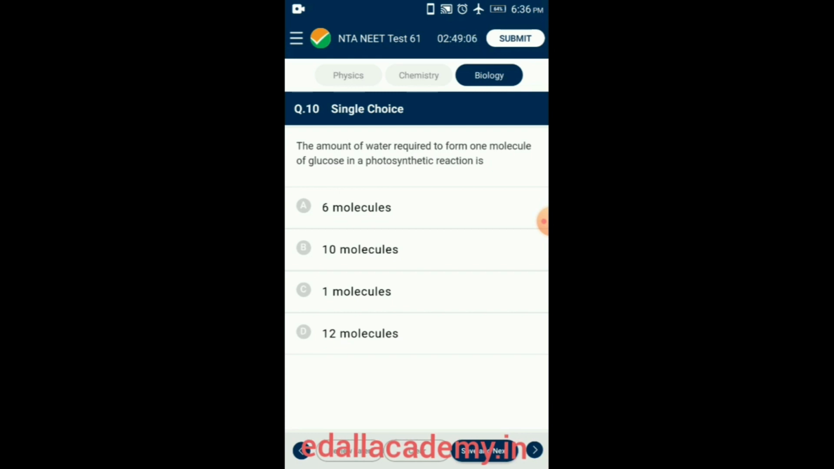Question number 10. The amount of water required to form 1 molecule of glucose in a photosynthetic reaction is. While you are seeing the diagrammatic representation, you can understand the given reaction. A summary of photosynthesis: it requires 6 carbon dioxide molecules and 12 H2O molecules in the presence of light energy, giving C6H12O6, 6 O2 molecules and 6 H2O molecules. 12 molecules of water are required to form 1 molecule of glucose during photosynthesis. So the answer for this question is option D, 12 molecules.